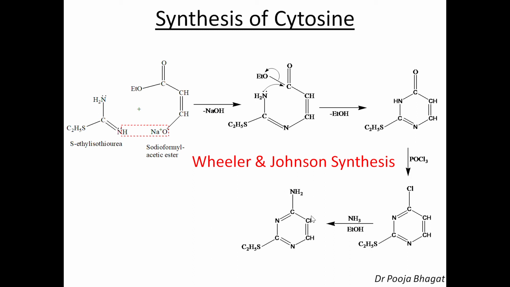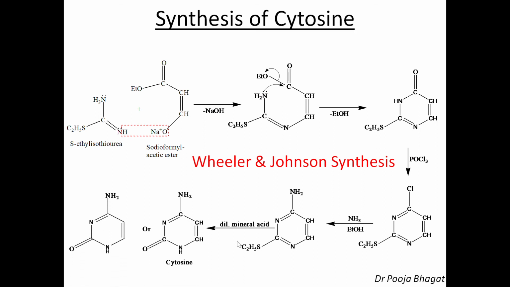Now, how can you convert this compound into cytosine? What is the difference? Here we want oxo. So we have to replace the sulfur by oxygen, which can be done by using dilute mineral acid. So when you treat it with dilute mineral acid, this group is replaced by O. This is the enolic form, but you know in cytosine the ketonic form exists. So it will get converted into the ketonic form.